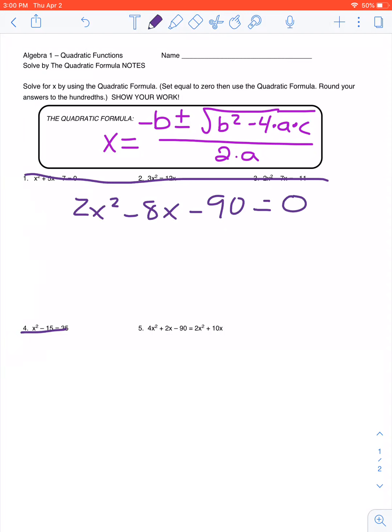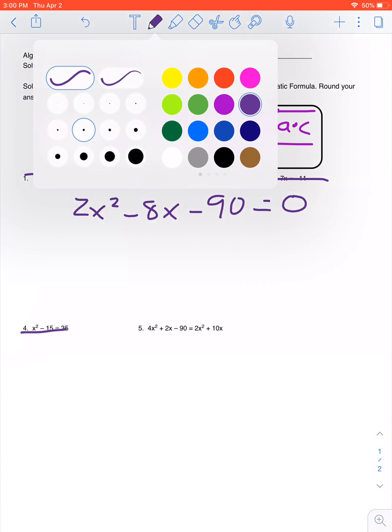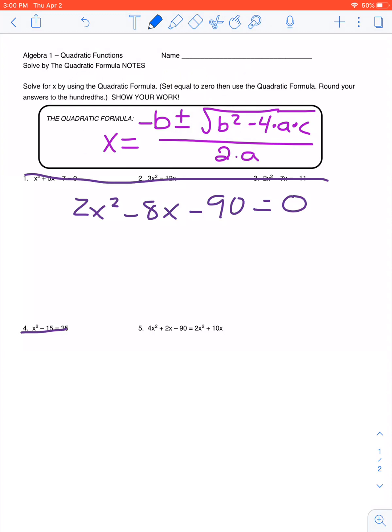Then from there, right away I see that there's a GCF and I want to get rid of it if at all possible. So I'm going to divide every single thing by 2. Even the 0 gets divided by 2, even though it doesn't change anything. So what I'm left with is x squared minus 4x minus 45 equals 0.